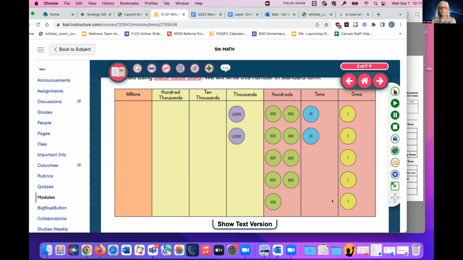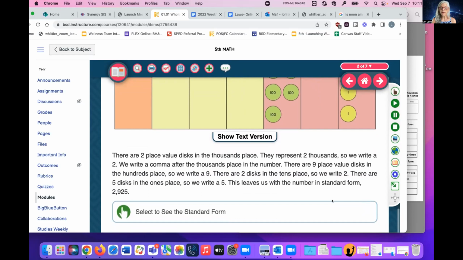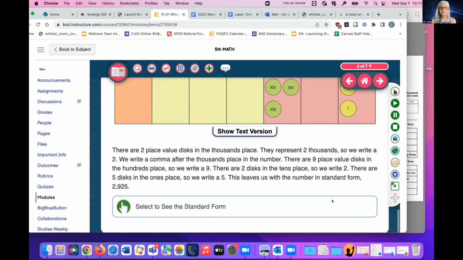Okay, did you get the number written? Let's have a look. There are 2 place value discs in the thousands place. They represent 2,000. So we write 2. We write a comma after the thousands. There are 9 place value discs in the hundreds place. So we write a 9. There are 2 discs in the tens. So we write a 2 and 5 discs in the ones.